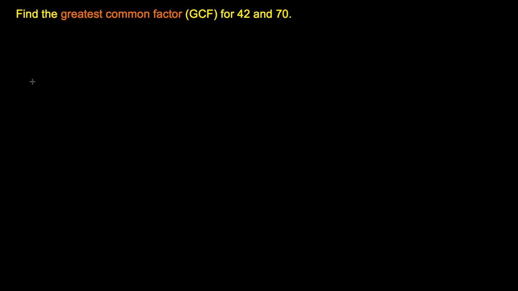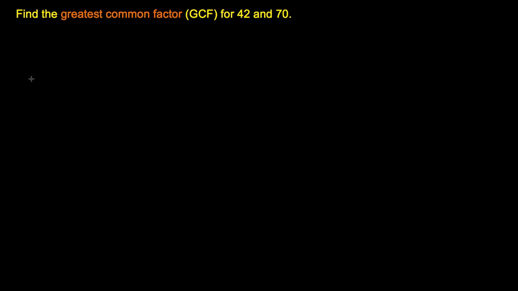In this math talk, we introduce the concept of a greatest common factor. In this case, we start with the question: find the greatest common factor, also known as the GCF, for 42 and 70. And in fact, before we even get started on that, I'm going to look at the greatest common factor for two smaller numbers, and I want to explain what a greatest common factor is.